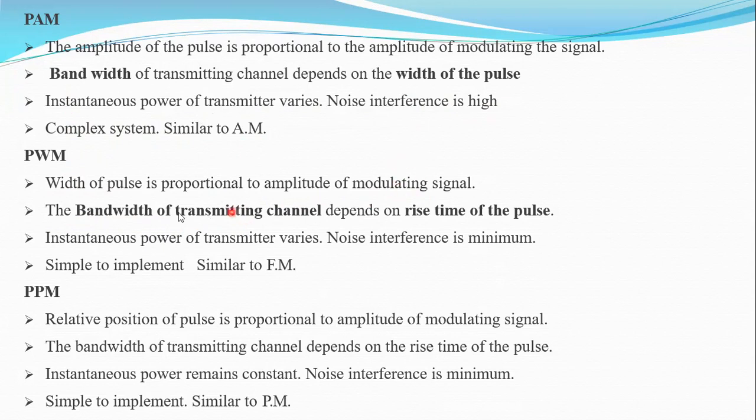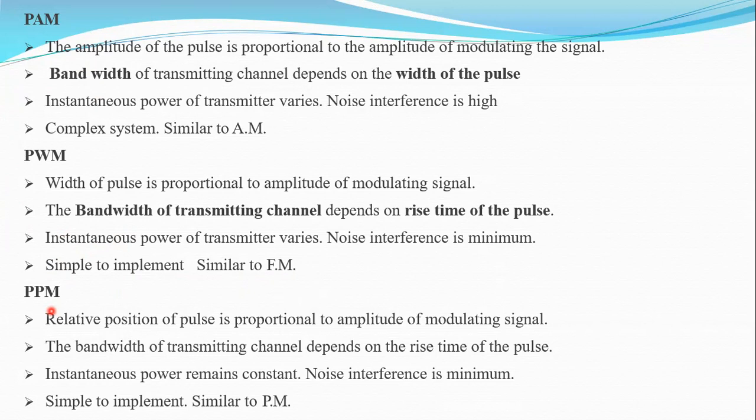That means the rise time of your clock pulse. And the next is the instantaneous power of the transmitter varies where noise interference becomes minimum. Now, compared to pulse amplitude modulation, this pulse width modulation is very much similar to implement, similar to frequency modulation. And the last we have is pulse position modulation.